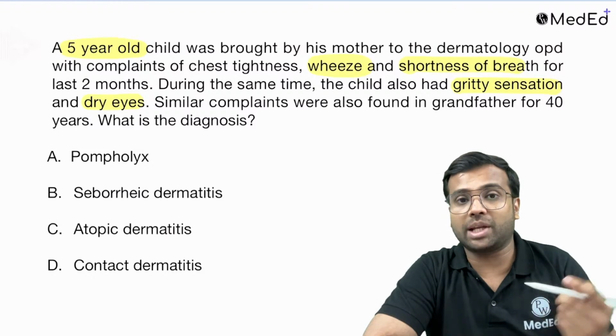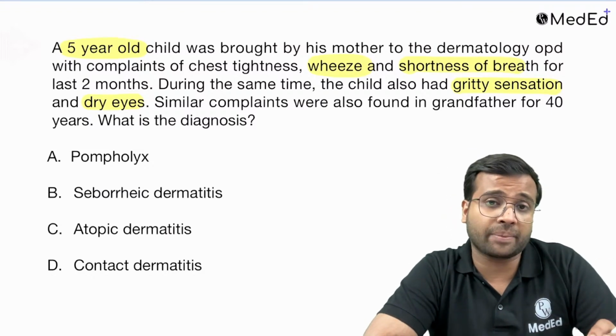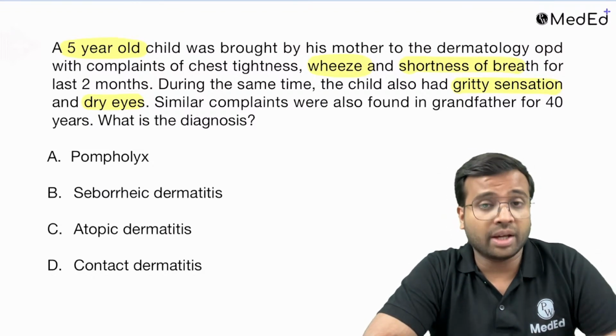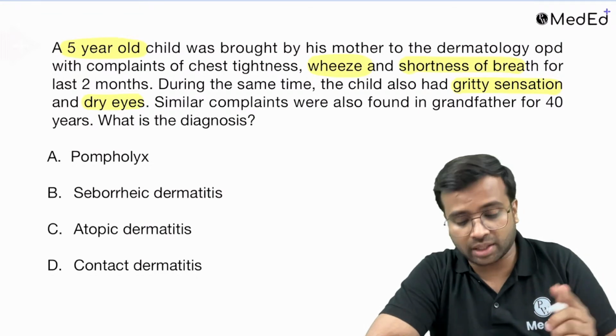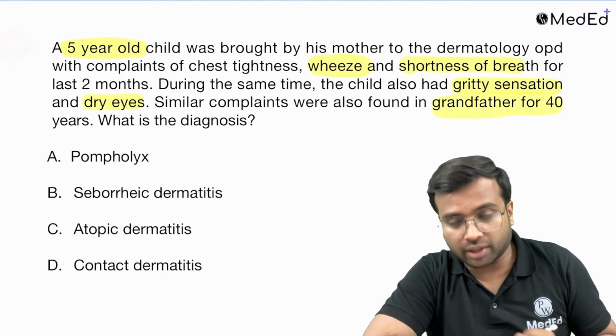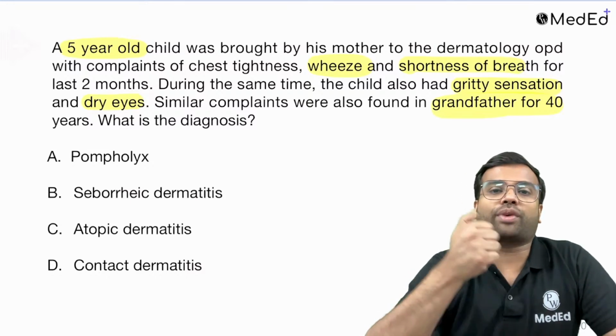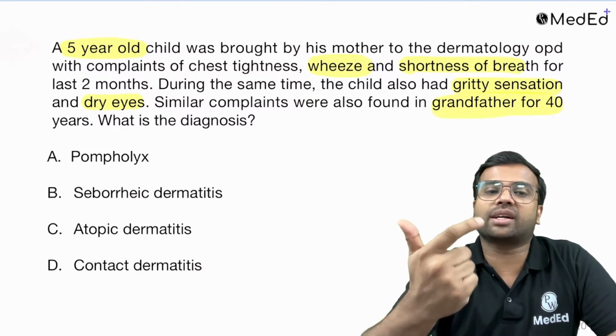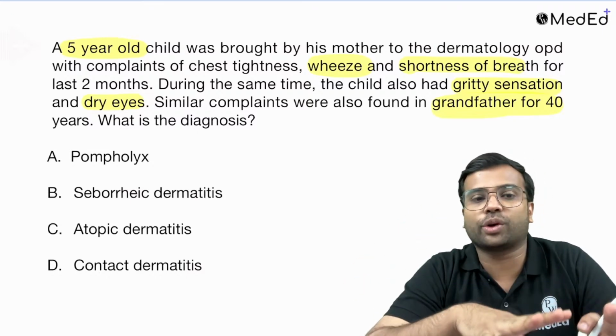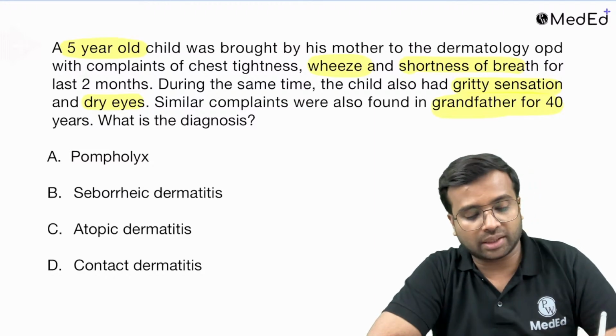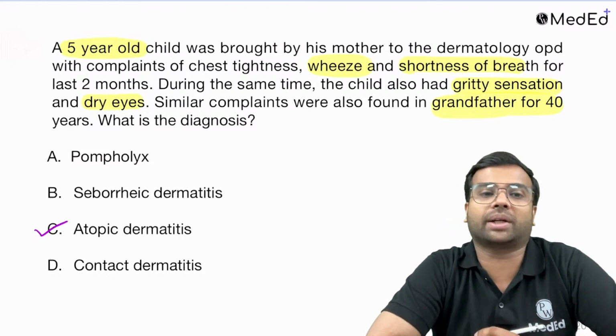Now there is a family history. Now who is having this family history? It is not the patient himself. Along with the patient, the grandfather is also reported. So family history is there, dry skin is there, wheezing is there. All these things are going to imply what is the diagnosis? The diagnosis here would be atopic dermatitis.